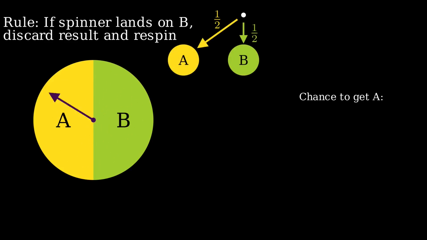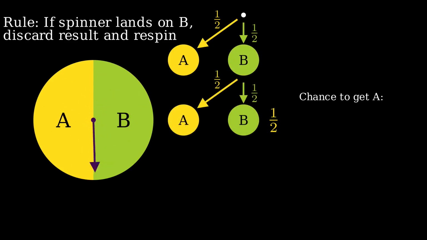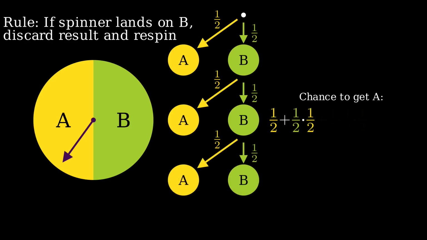The first way to get an A result is to land on it for the first spin, which has a chance of 1/2. The next way to get an A is if the first spin lands on B, and then the second spin lands on A. This has a 1/2 chance to land on B for the first spin, and then a 1/2 chance to land on A for the second spin, for a total chance of 1/4. The next way to get an A is to land on B twice and then A. This has a 1/8 chance.